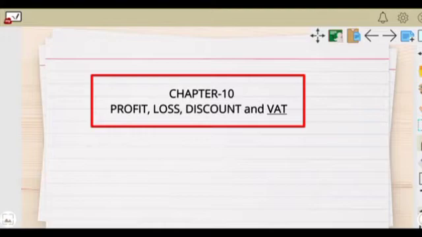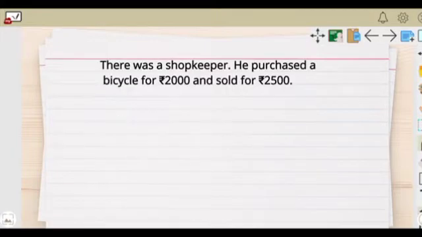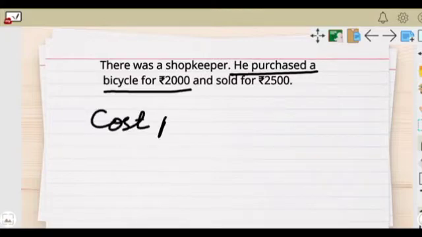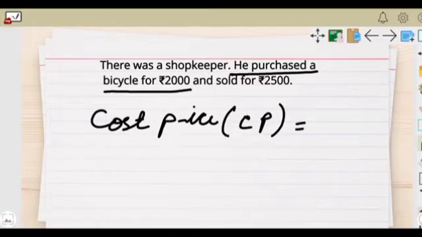For this, let us read a few lines. There was a shopkeeper. He purchased a bicycle for rupees 2000 and sold it for rupees 2500. Let's see, this shopkeeper has bought what? A bicycle. For how much? For rupees 2000. So, the cost price. Cost price means we can write here CP. CP is how much? Rupees 2000. And sold for rupees 2500.